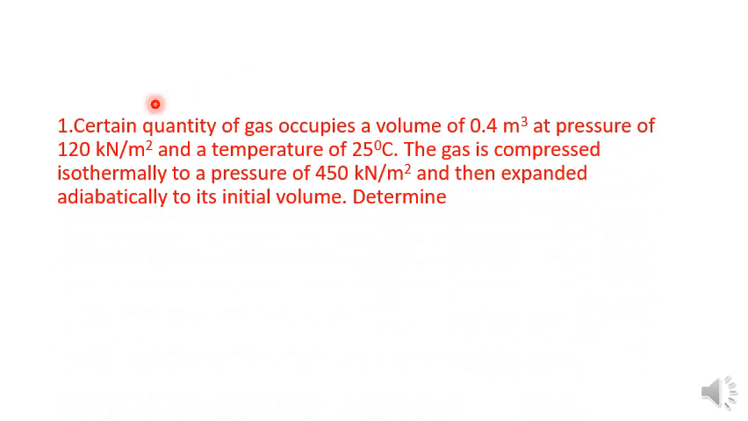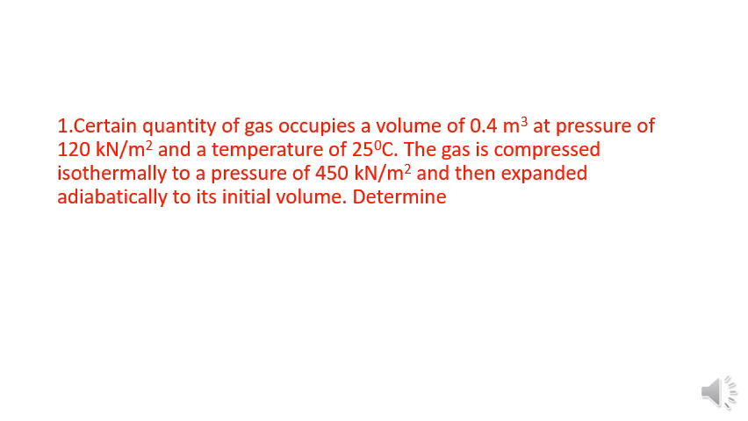The first question: a certain quantity of gas occupies a volume of 0.4 meter cube at a pressure of 120 kilonewton per meter square and temperature 25 degrees centigrade. The gas is compressed isothermally to a pressure of 450 kilonewton per meter square and then expanded adiabatically to its initial volume. So, what's given in the problem?